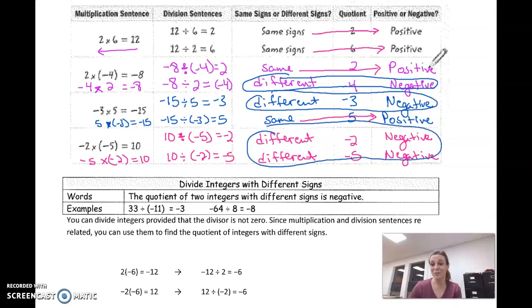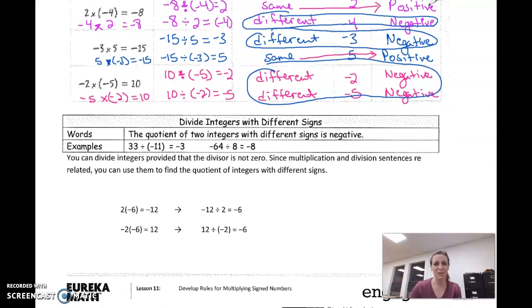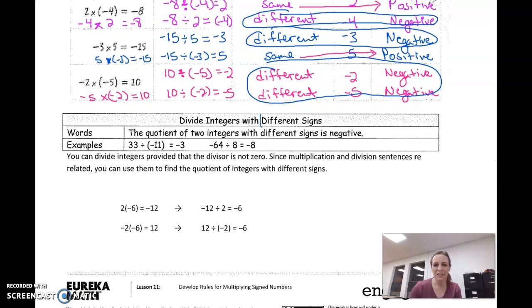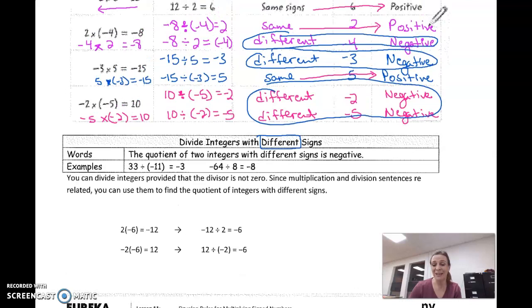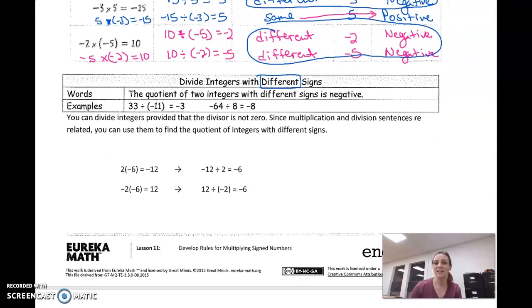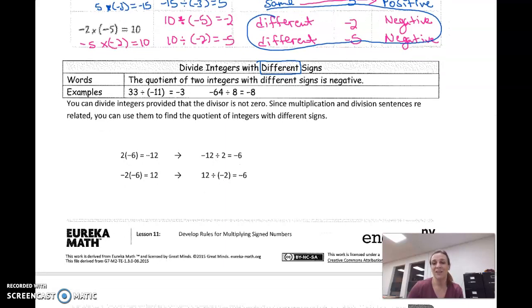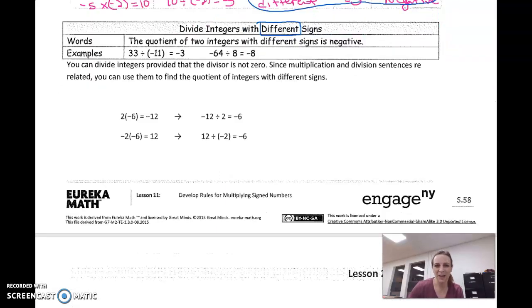So it kind of looks like there's some type of relationship there in that sloppy chart I made. If we're going to divide integers with different signs, according to my chart, if they're different, I expect my quotient to be negative. And it says the quotient of two integers with different signs is negative. So whether you have a positive divided by a negative, like we do here, 33 divided by negative 11, it's going to equal a negative 3. If you have a negative to start, negative 64 divided by a positive 8, we get a negative 8. And it says you can divide integers provided that the divisor is not 0. That just means you can't divide by 0. Okay, we can't break anything up into 0 groups.